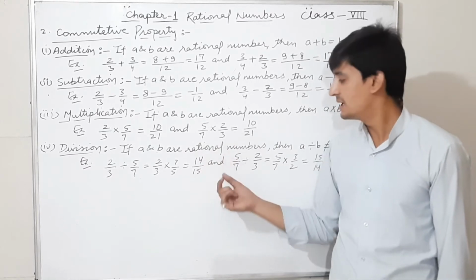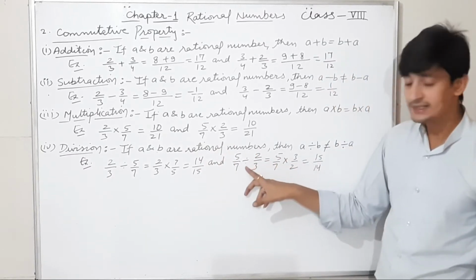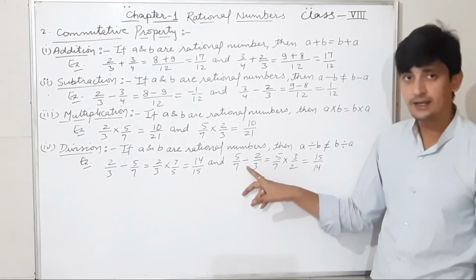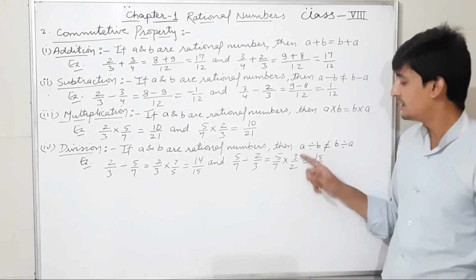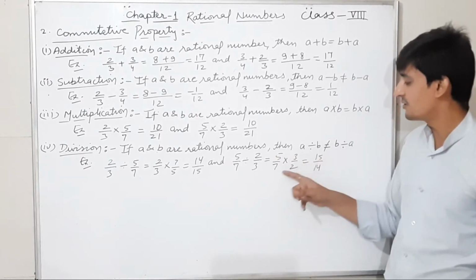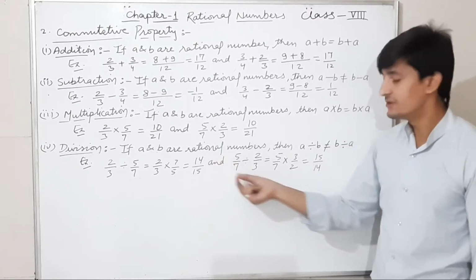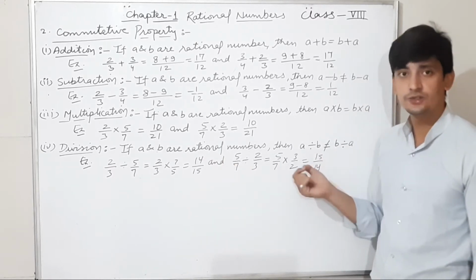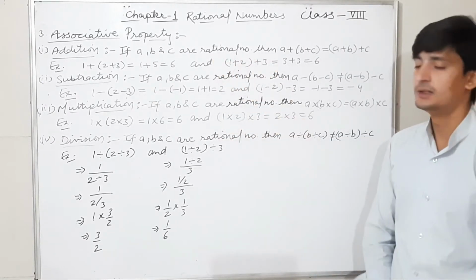So I get 14 upon 15. Now again I have 5 by 7 divided by 2 by 3. Then I will change the sign of divide into multiplication and take the reciprocal of 2 by 3, which is 3 by 2. So 5 threes are 15 and 7 twos are 14. So it is clear that 14 upon 15 will not be equal to 15 upon 14. Understood?